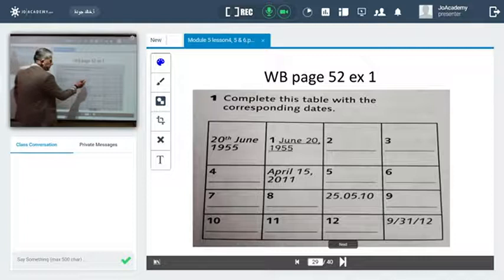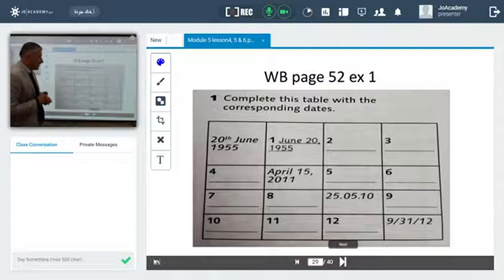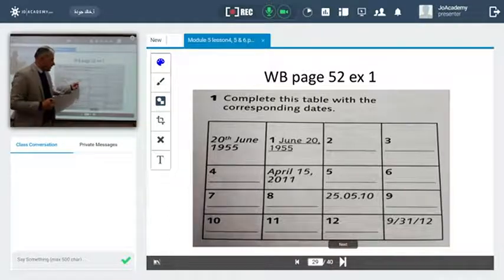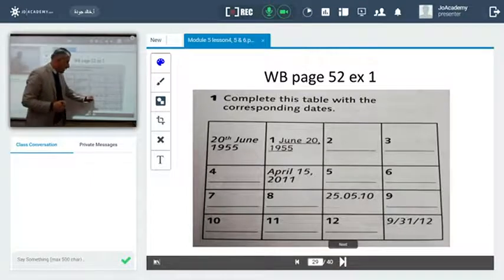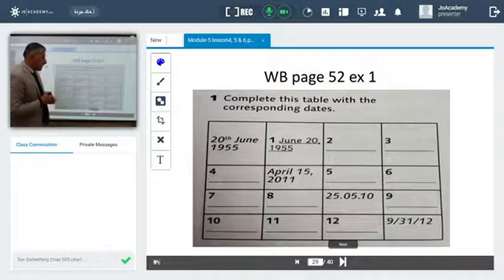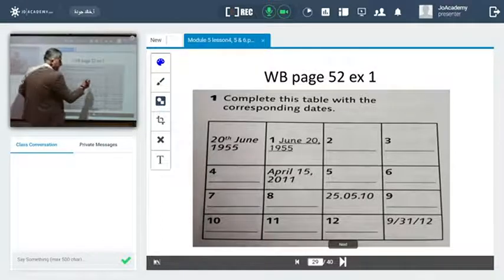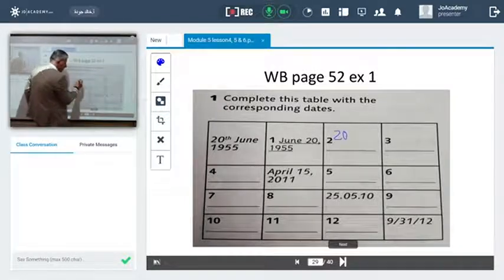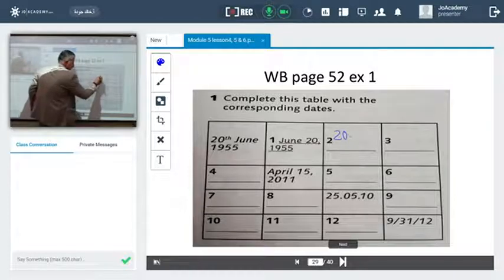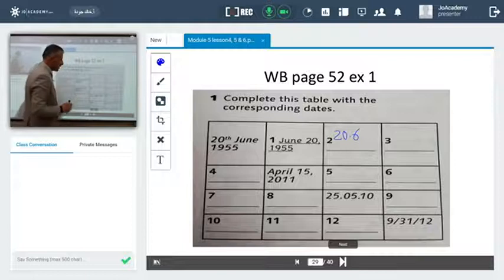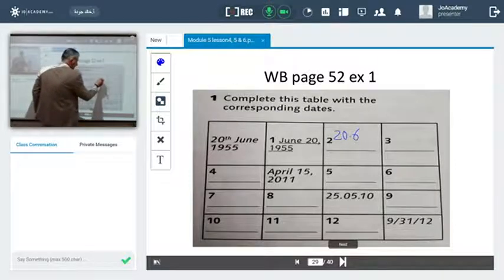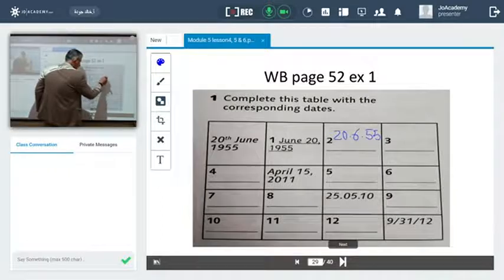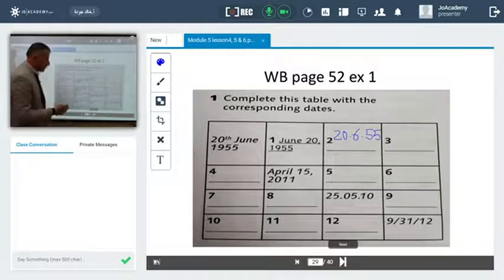Here, June 20, 1955, this is the American way. They write the month, then the date, then the year. So we have to complete it in the same way. So number 2 here, I have to do it like this. If I want to write it, I will write 20, dot, and June is which month? It's number 6. I can write 55 maybe, or I can write 1955, and so on.